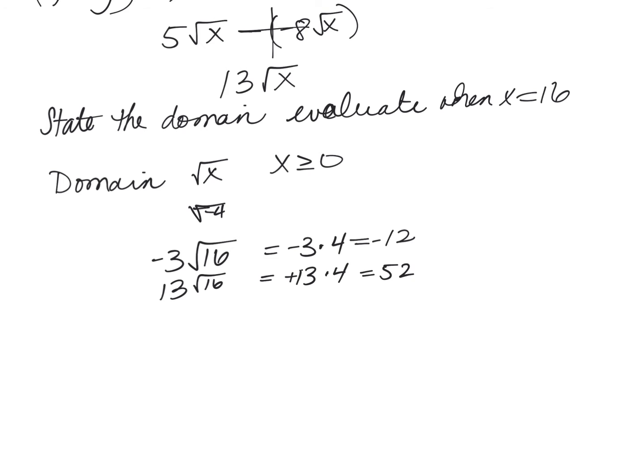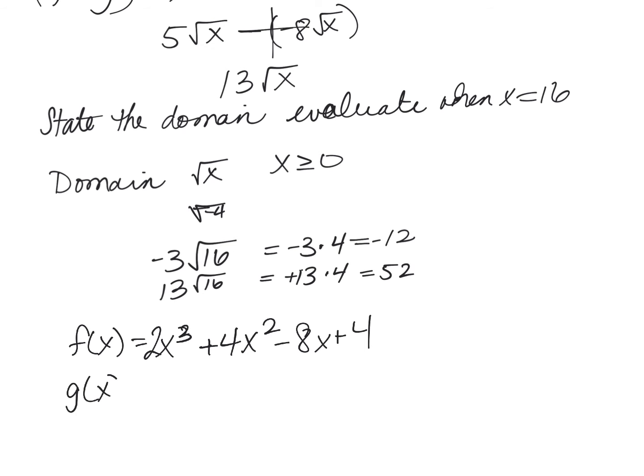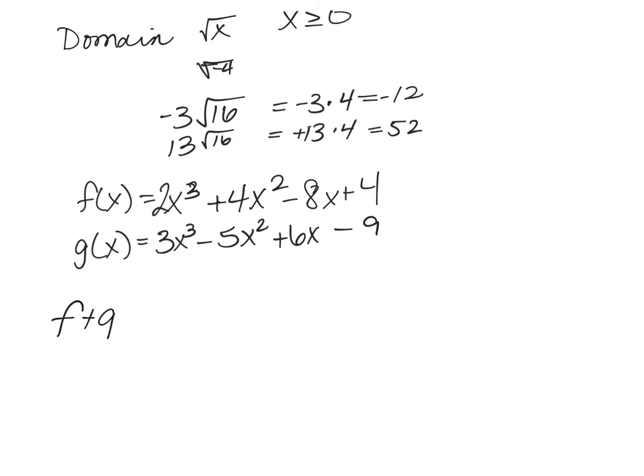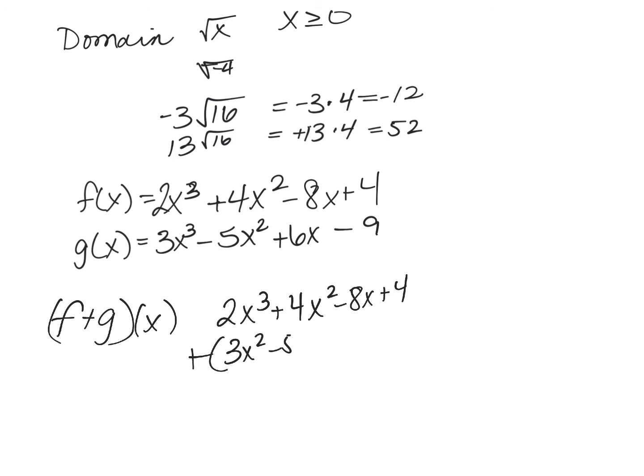Let's try polynomials. Let's let f of x equal 2x cubed plus 4x squared minus 8x plus 4. And we'll let g of x equal 3x cubed minus 5x squared plus 6x minus 9. So if we're asked to find f plus g of x, we're adding them together. 2x cubed plus 4x squared minus 8x plus 4 plus the 3x cubed minus 5x squared plus 6x minus 9.